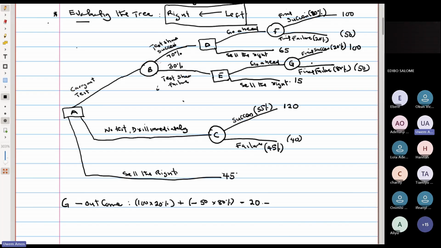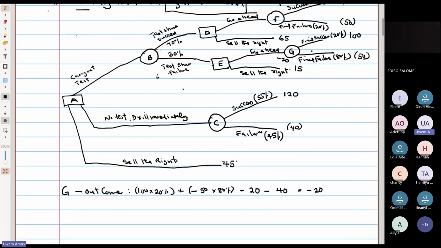So what is 80% of 50? Sorry, I need my calculator. So 50 times 0.8 gives us, okay, 40. So 20 minus 40 gives us minus 20. So the value at point G here is minus 20.